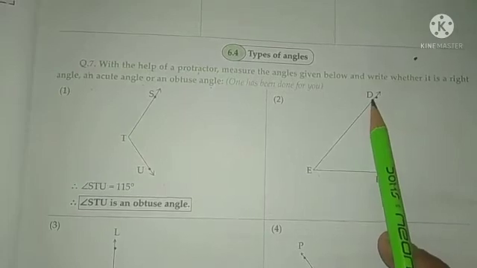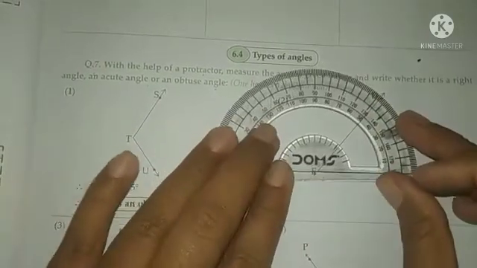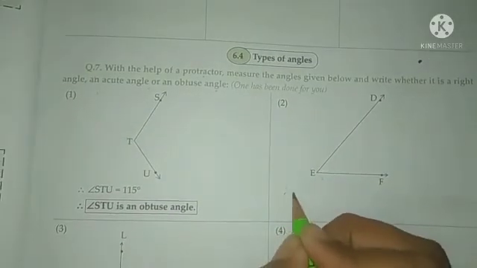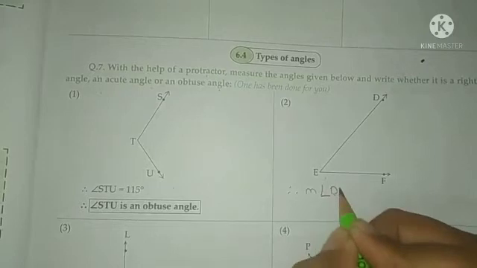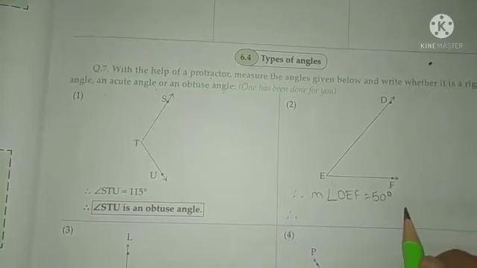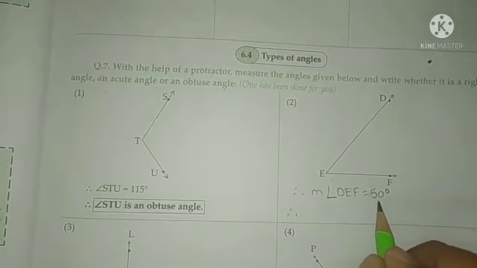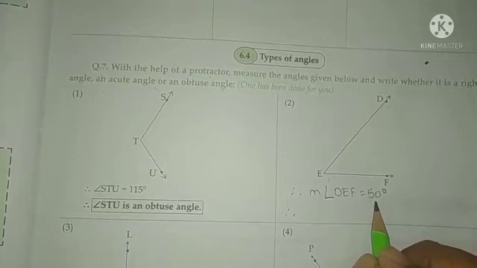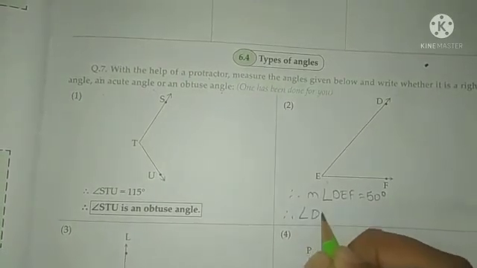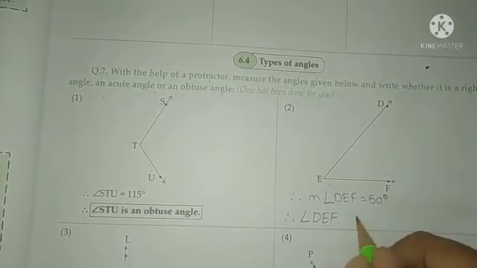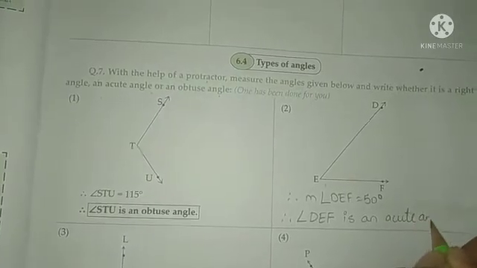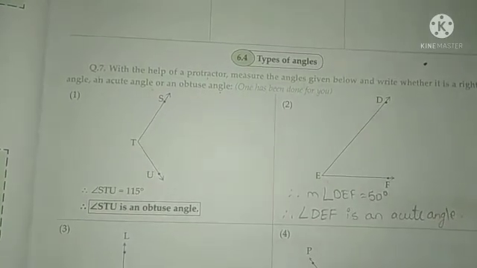So here the angle given is DEF. First of all, we will measure this angle. Clear? So the measure of this angle is 50 degrees. So here we will write, therefore the measure of angle DEF is 50 degrees. Clear? So which angle is it, obtuse, acute or right? Now here the measure of DEF is less than 90 degrees, so it is an acute angle. So here we will write, angle DEF is an acute angle. Clear? Like this you have to solve the remaining sums.